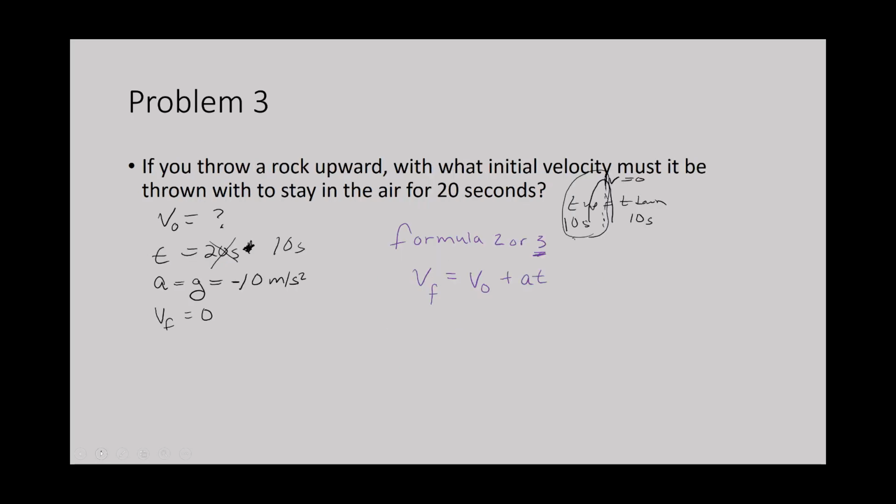Okay, and then problem number 3. Let's see, I was going to end up using formula 2 or 3. I'm going to go with formula 3 again. And I know that my final velocity is 0. My initial velocity, that's my unknown, so I'm going to leave that as v sub 0. Plus my acceleration is negative 10 meters per second squared. And my time, okay, I was only working with half of the motion, so my time that I was working with is 10 seconds. Start to solve that out.